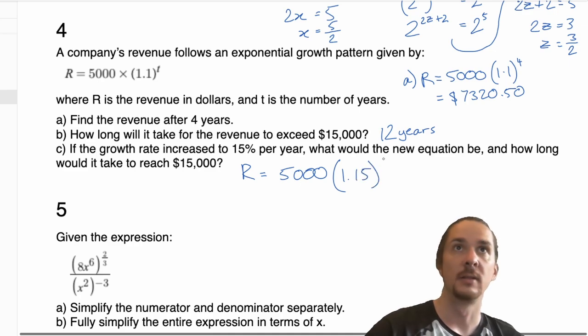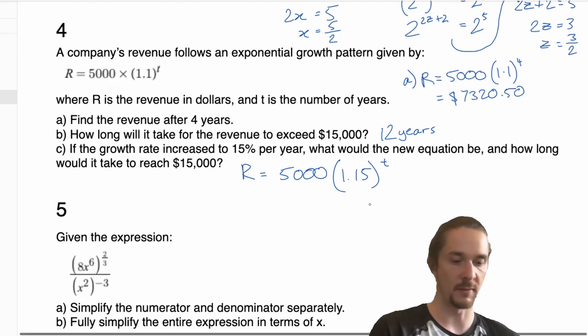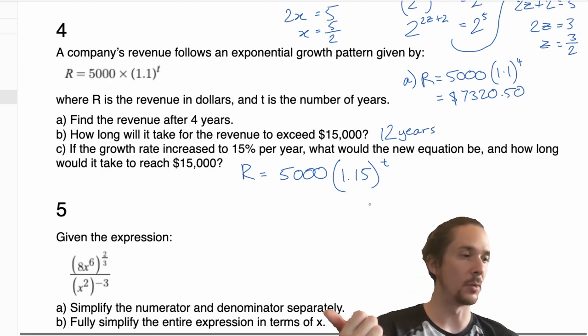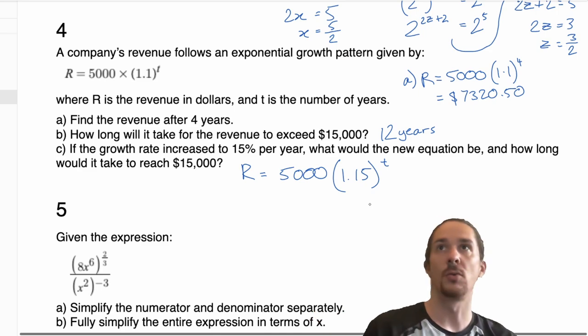1.15 to the power of t. So this is the new equation, and then I'm going to follow the same approach. I'm going to say 5,000 equals, and I'll say answer times 1.15. I'm going to count how many times I need to press equals. 1, 2, 3, 4, 5, 6, 7, 8. So in this case, with a 15% growth rate, it would take 8 years.